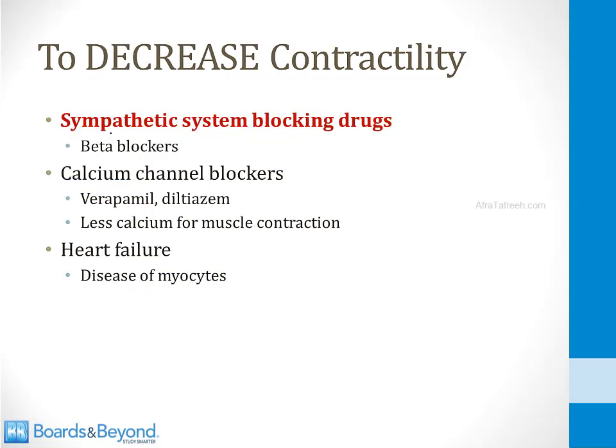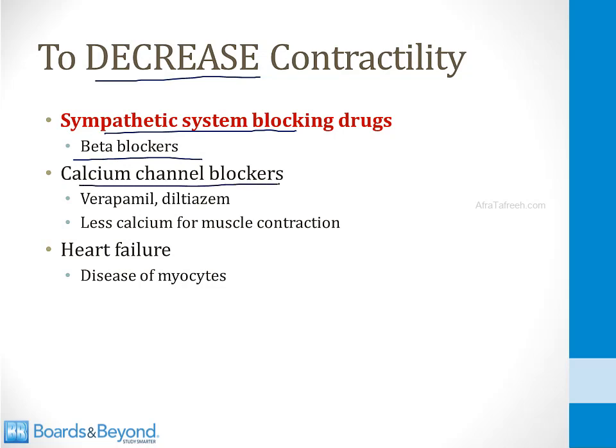contractility. The main way that contractility is decreased is by dialing back the sympathetic nervous system. This can occur naturally when patients enter states where there's less sympathetic activity. It can also occur via the use of drugs. So the main mechanism of sympathetic nervous system blocking drugs like beta blockers on the heart is to decrease contractility and also heart rate, which we'll talk about in a minute.